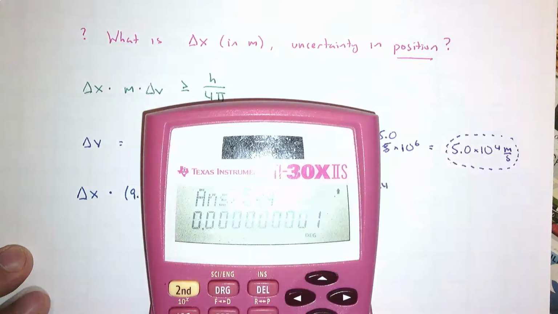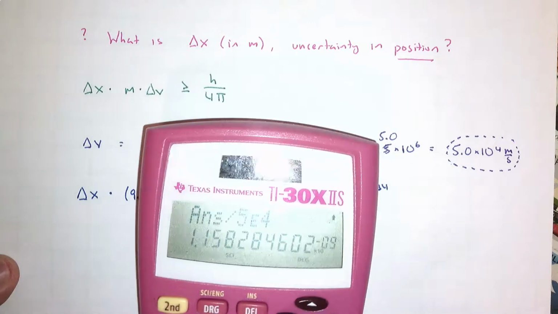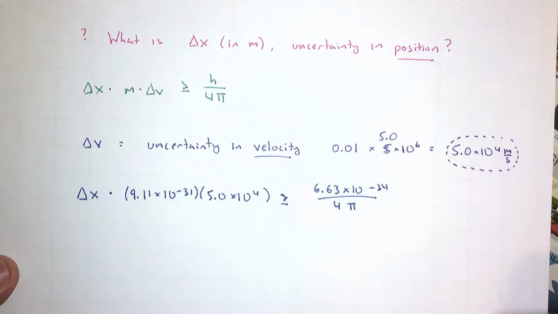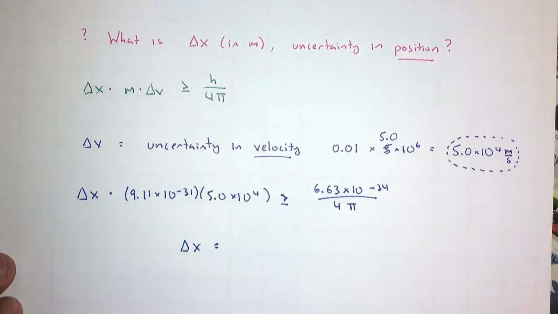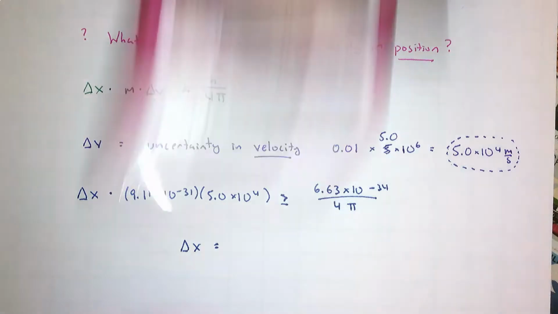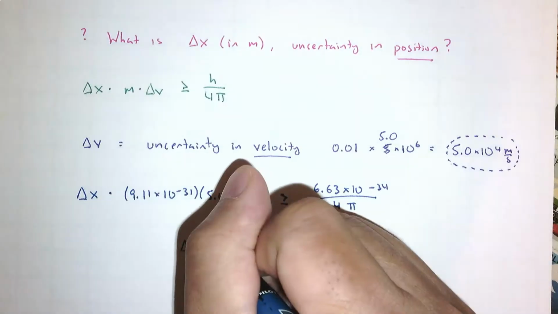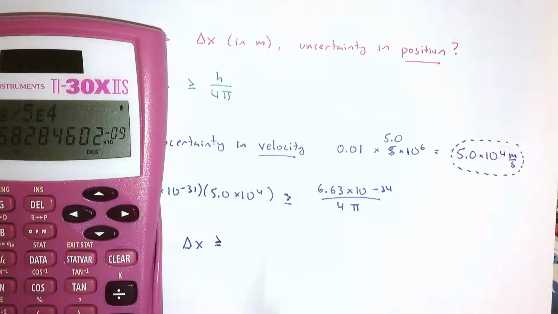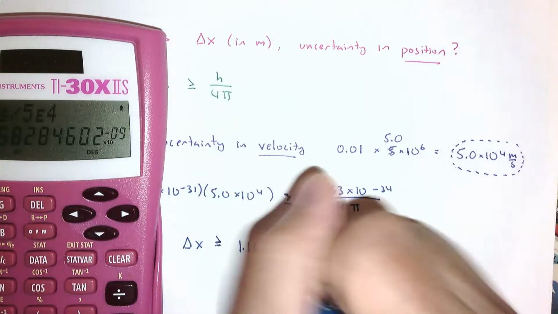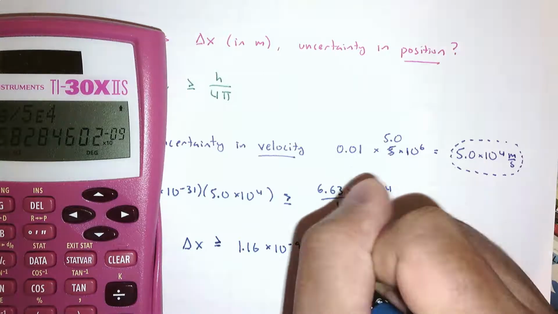Whoa. Let's get this into scientific notation so we have more digits to work with. There we go. That is delta x. Delta x equals, and actually, let's not lose the greater than or equal to symbol. I'm looking for my whiteout, and I can't find it. Oh, how about that? Greater than or equal to what? This number here. 1.16 times 10 to the minus 9 meters.